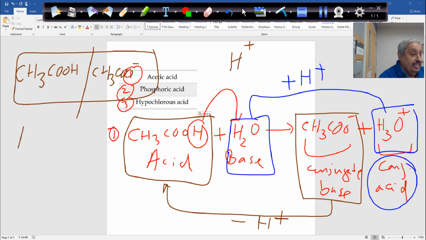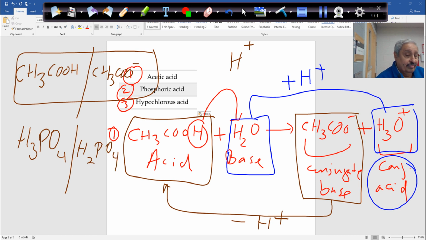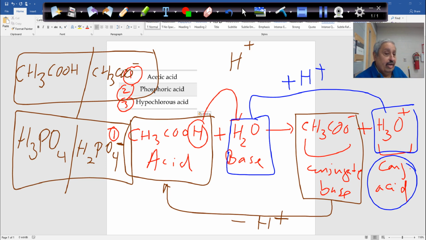Phosphoric acid, H3PO4, and take one proton out, H2PO4, correct? See, will be last one. One hydrogen is out. When you lose one hydrogen, one negative. You lose two hydrogens, two negatives.